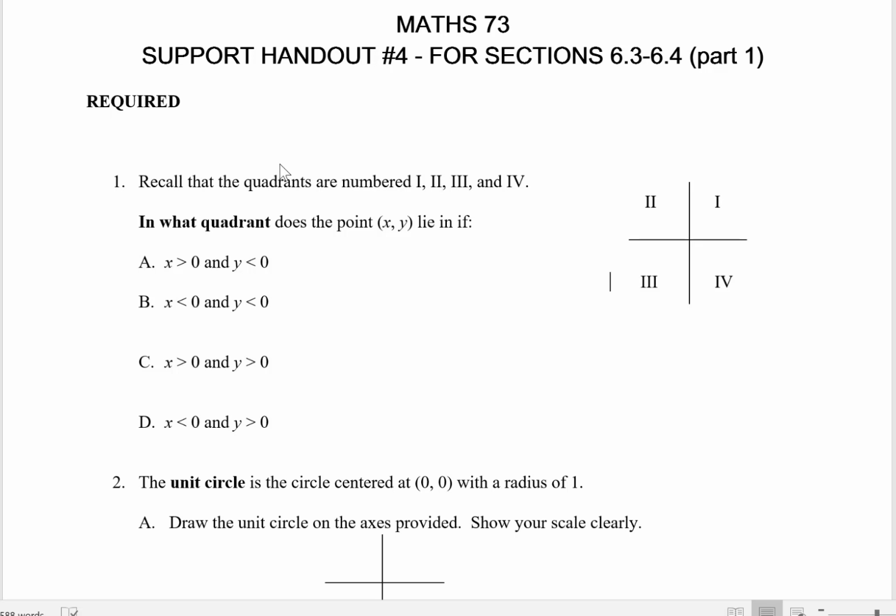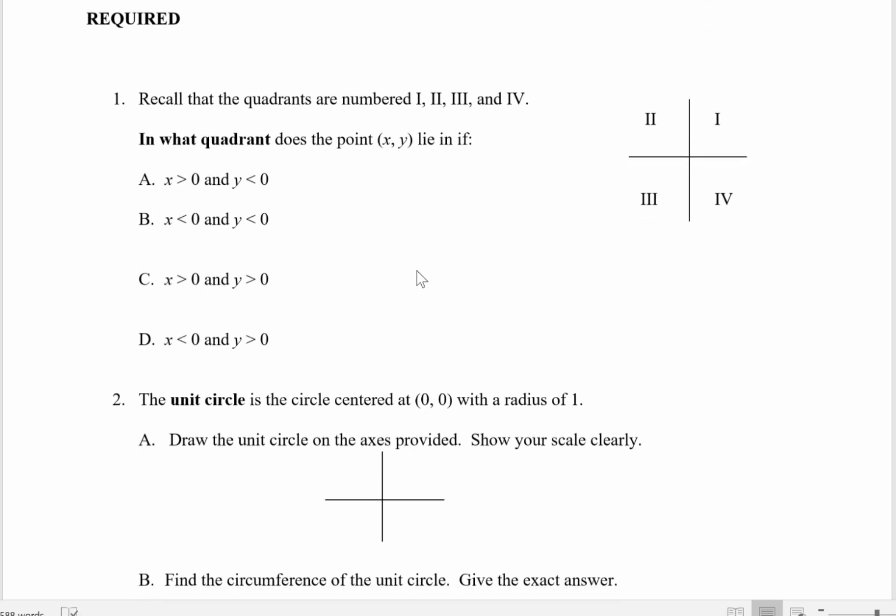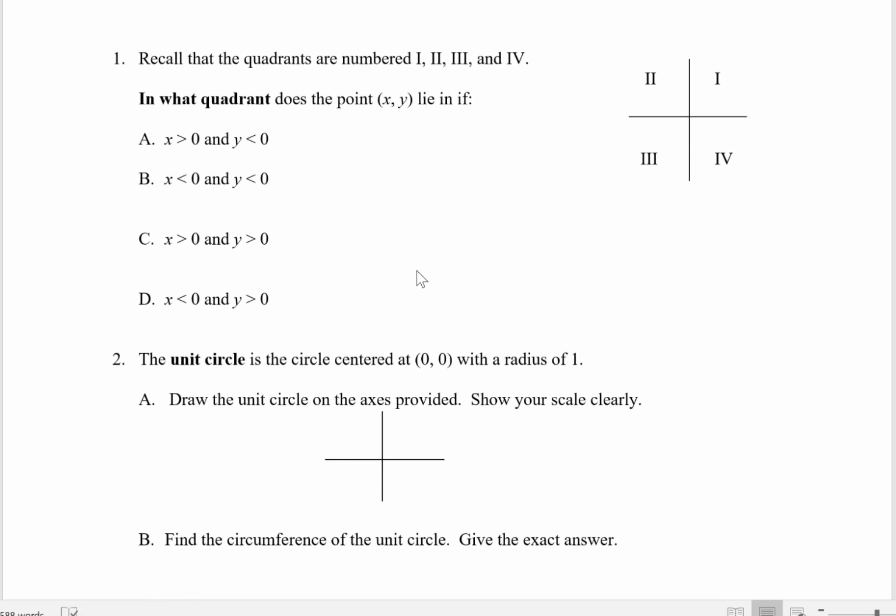Support handout number 4. Problem number 1, we've got 4 quadrants, 1, 2, 3, and 4. We're trying to identify where the point would lie depending on the sign of the coordinates. Letter A says the x is positive, that means I'd move over to the right, and then the y is negative, I'd move down, so I'd land in quadrant 4.